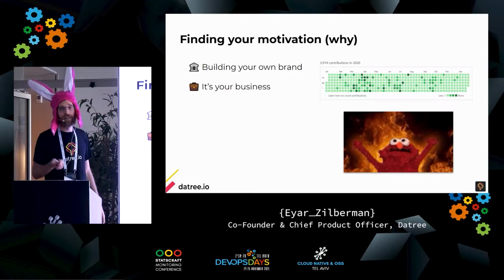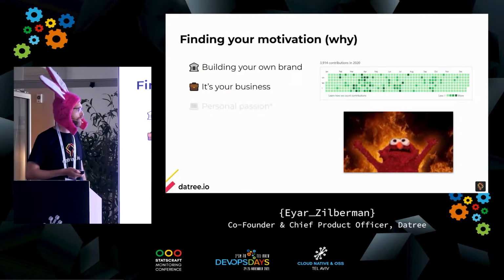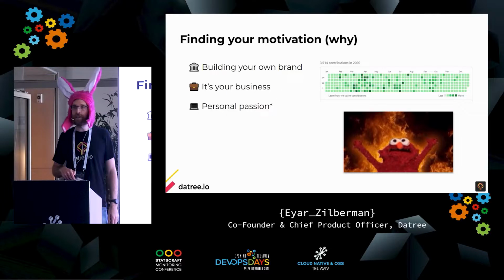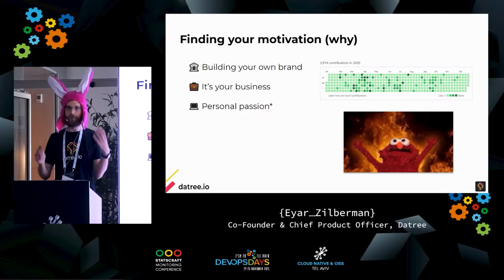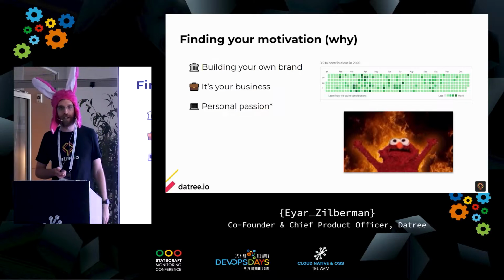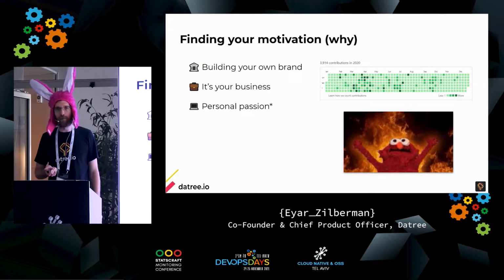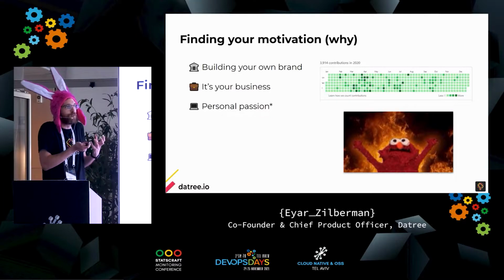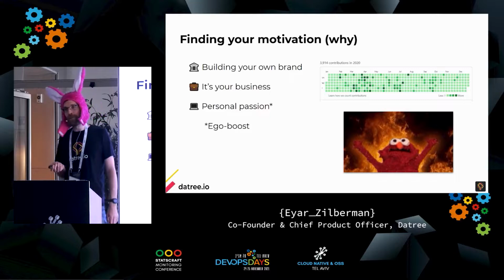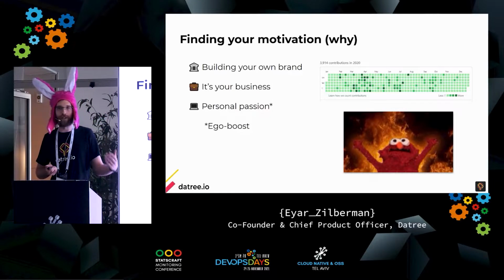Maybe it's your business. So the tree is an open source project, but it's also the business. It's where I'm working. So it's important to make sure that it's popular. And maybe it's a personal passion. Maybe it's a pain that's so burning that you want to solve it. Then you don't really care if it's popular or not, because you're solving it only because it's so major for you. But if other people use it, it's a great ego boost. So think about it.